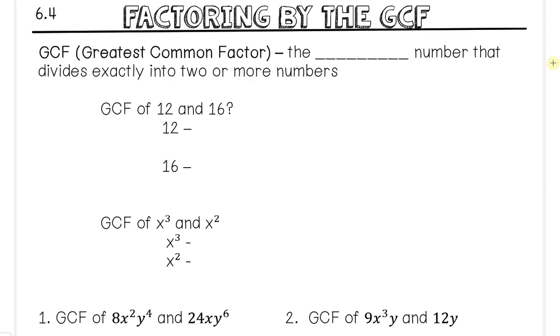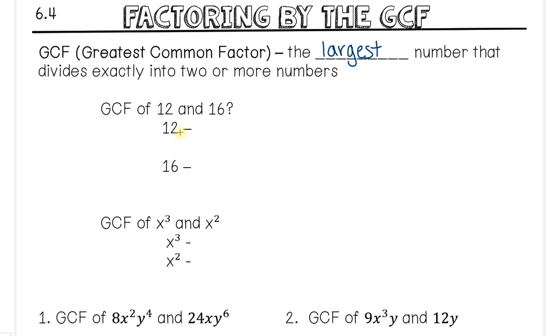Today we are going to be looking at factoring by the greatest common factor, the GCF. So the GCF, greatest common factor, is the largest number that divides exactly into two or more numbers. So let's just look at the GCF of numbers right now before we get into factoring.